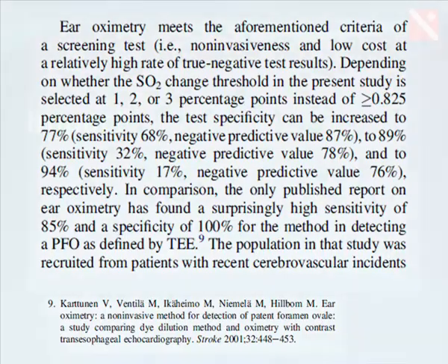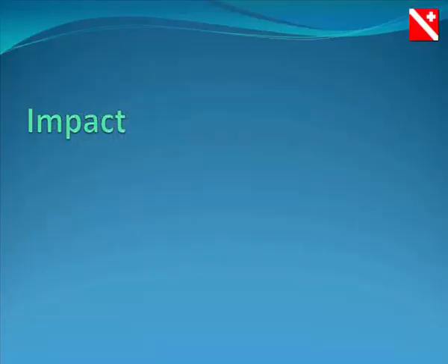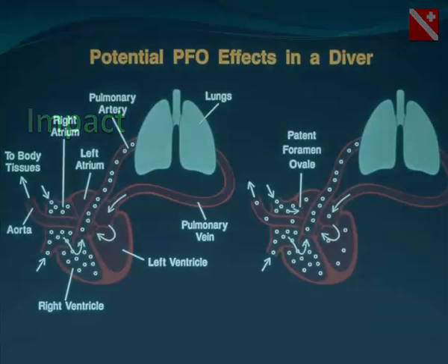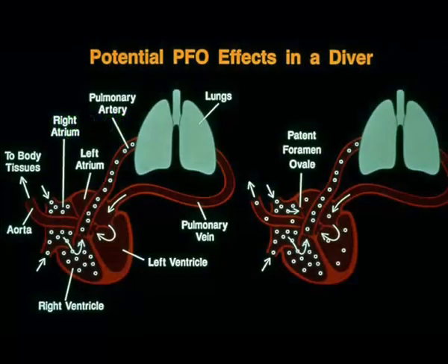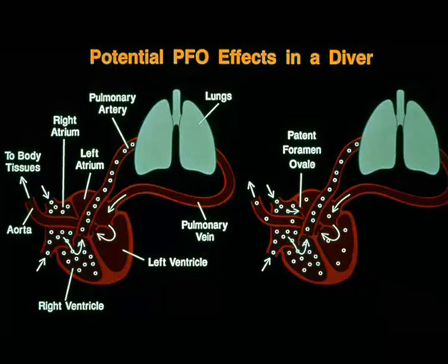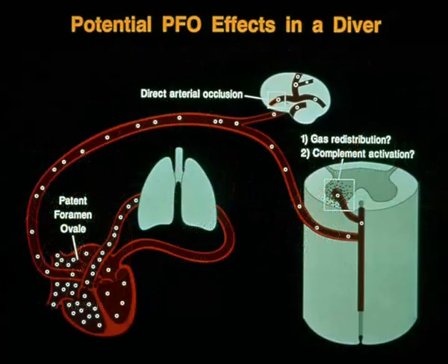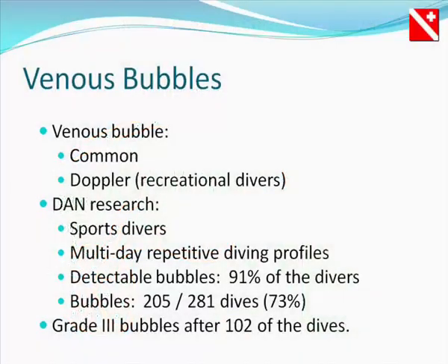I'm going to ramp it up now quickly and just go through the impact. I think we all know the potential concerns we have here. If you've got shunting, you get bubbles in the systemic circulation, and obviously it's going to go into nasty places. It can go everywhere. So we know that divers are at risk.